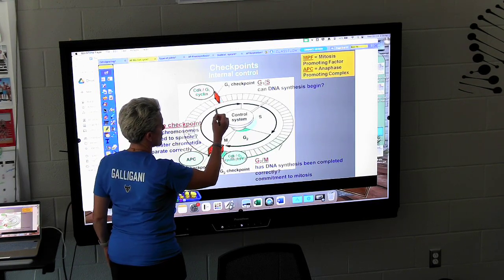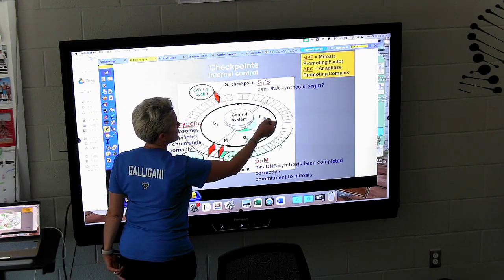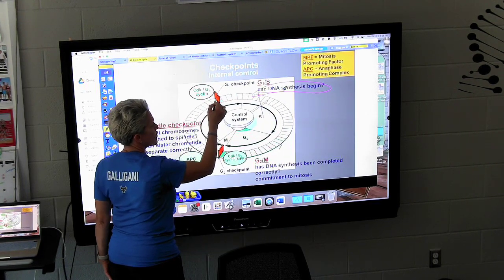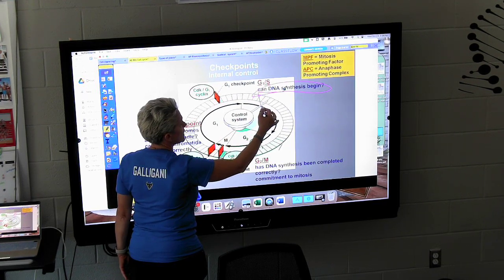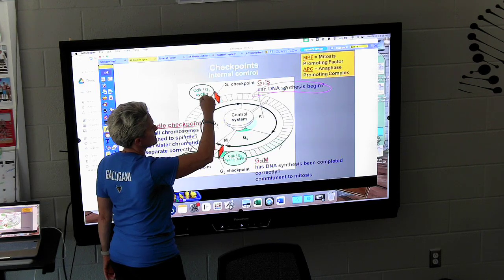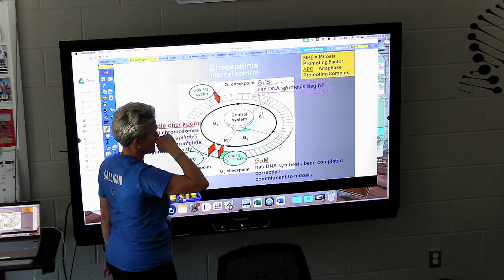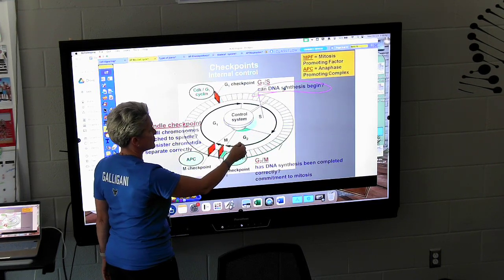So after G1, there has to be a checkpoint that says, are enzymes ready to go, can DNA synthesis begin, right? So there's this checkpoint. Do we have all these enzymes? Do we have things ready to go before we go and divide the DNA, right? You're going to see here there's something called cyclin. I'm going to show you that on the next slide, so don't worry about it too much right now. And then it'll go through and divide if it works. And then we have G2.